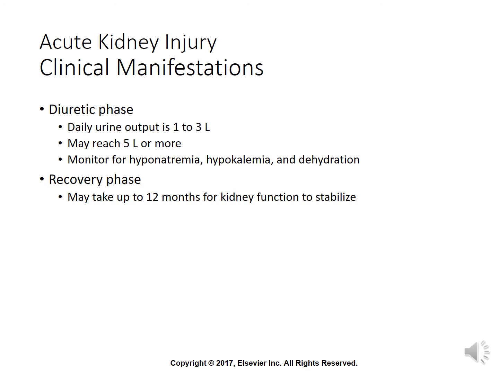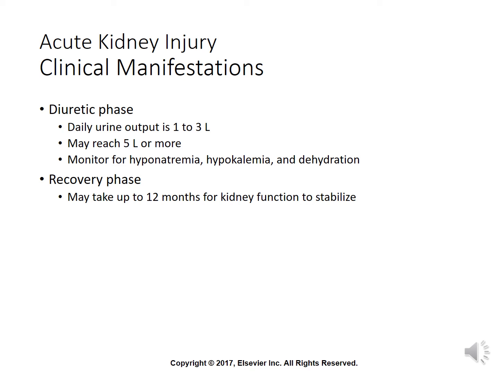The next phase is the diuretic phase. The client starts putting out large amounts of urine. So they go from the oliguria to now urinating frequently, but very dilute urine. So clients may think that their kidneys have recovered because now they have to urinate all the time.